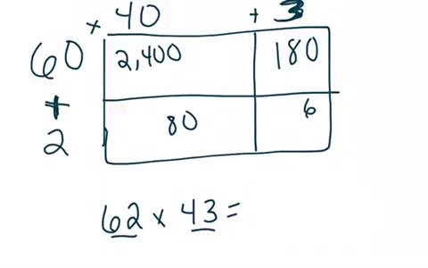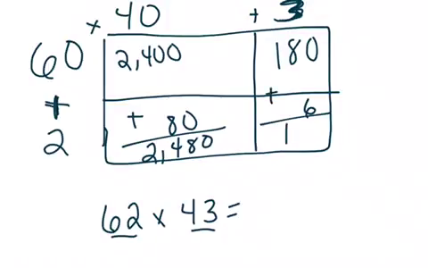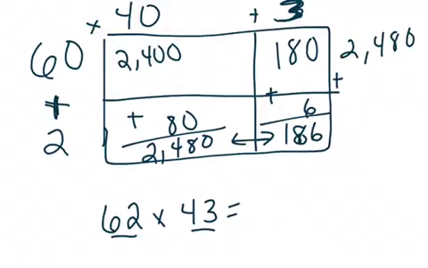So then our next step is we're going to add this together, and then we'll add those together, and then we'll add it all together at the very end. So 2,400 plus 80 is going to give us 2,480, and then 180 plus 6 gives us 186. Then we will add these two numbers up together. So we'll take 2,480 and we will add it with 186.